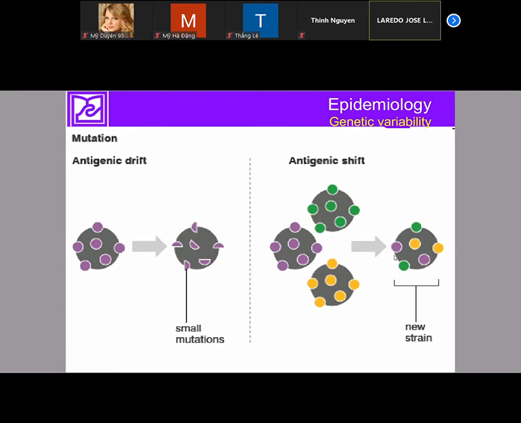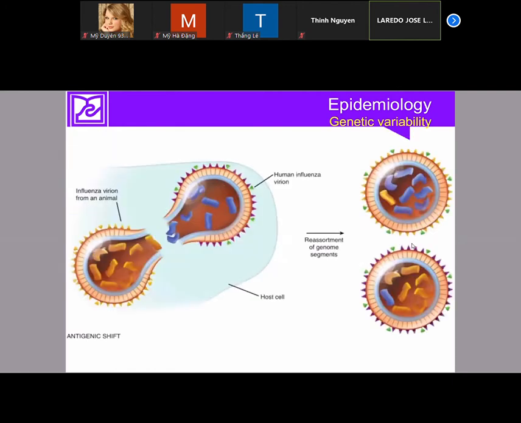Because this one is different, humans are susceptible to this new strain. We may become infected very easily and we may suffer a pandemic. This is the origin of all pandemics of influenza that we have suffered. This is the same explanation, the same picture. This is one strain of influenza A, this is another one, and the different segments may be reassorted and new variants, new strains are produced.